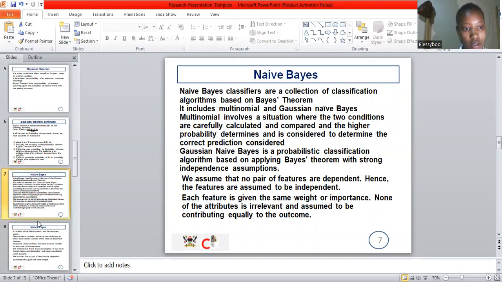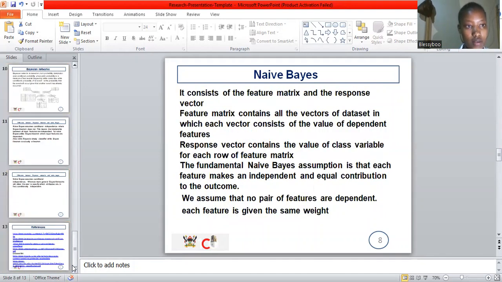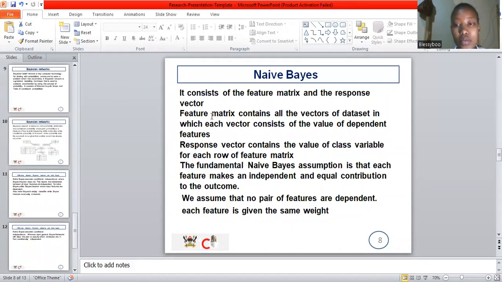So going back, here is a continuation on naive Bayes, and it says it consists of a feature matrix and a response vector. What is a feature matrix and a response vector? The feature matrix contains all the vectors of the dataset in which each vector consists of the values of the dependent features.